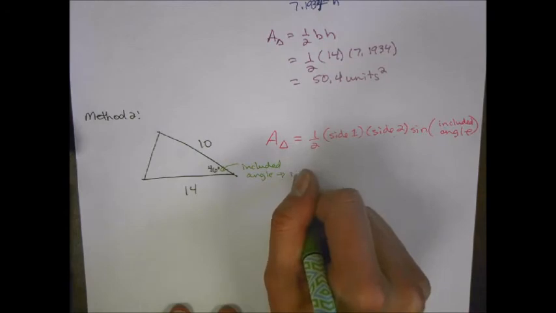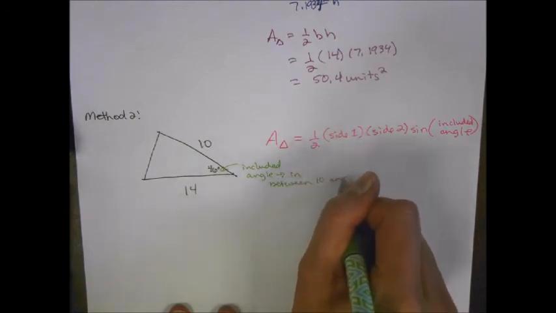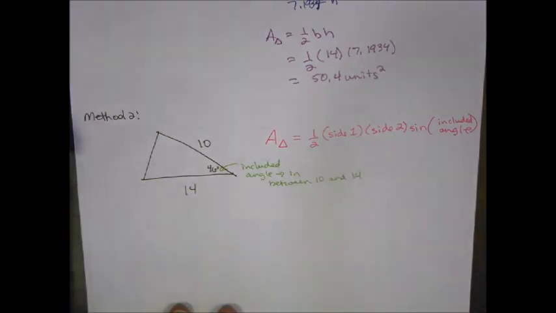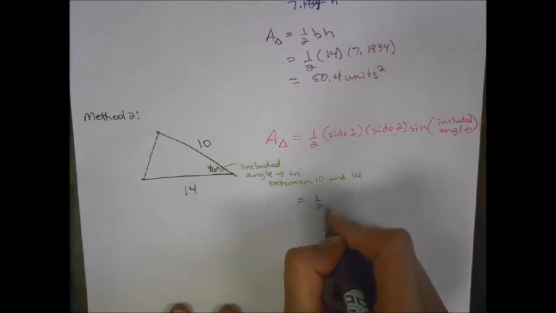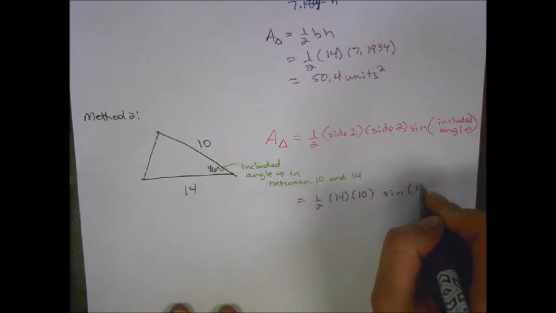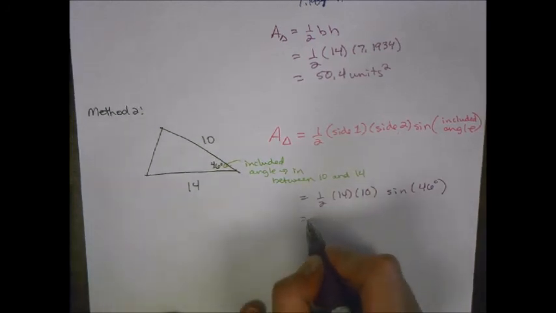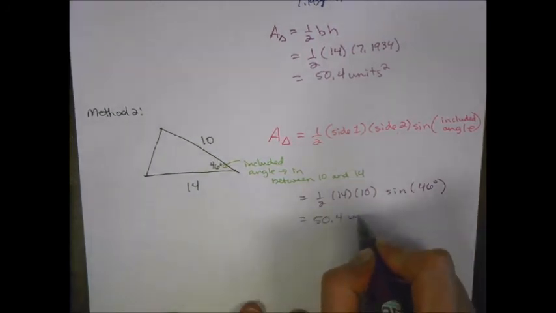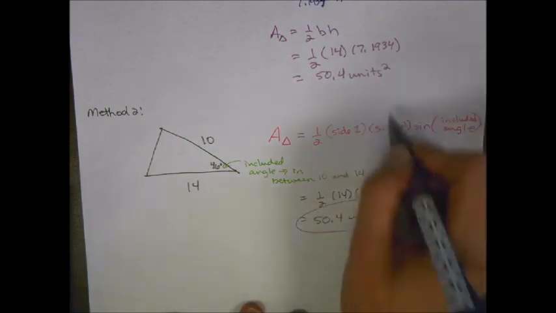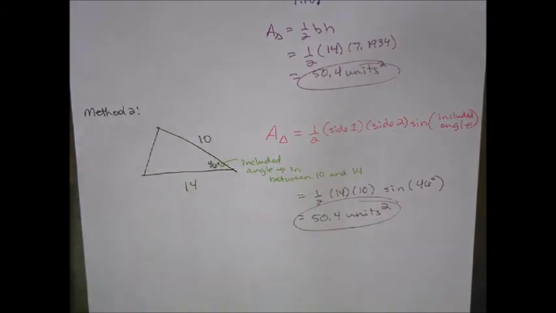What does that mean? It's in between 10 and 14. So if I plug this into my formula, 1/2 14 times 10 sine of 46 degrees. Plug that into your calculator. And we get 50.4 units squared. So again, that's method 2. We get the same answer with both methods. You get to pick which one you like.